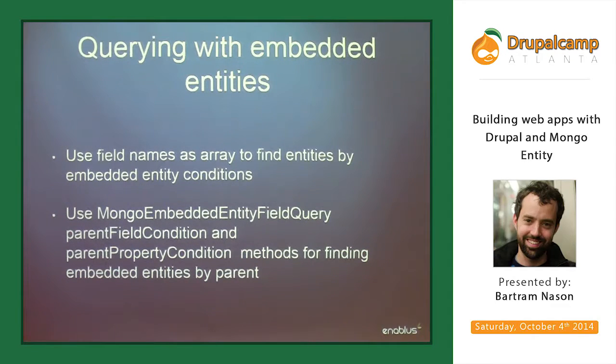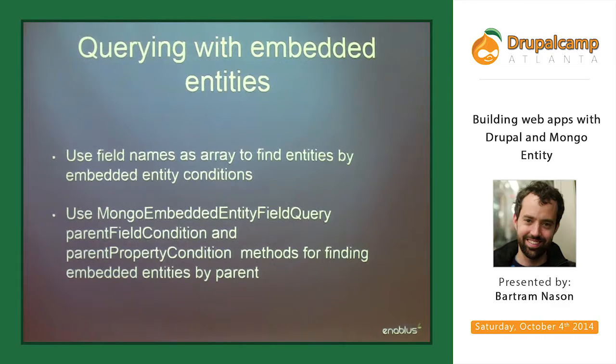So querying gets a little complicated when you're dealing with embedded entities because sometimes you want to query by the parent, or sometimes you want to query a parent by its children. If you want to query a parent entity by its children, you join the field names as an array in your field condition, and I'll show you that in just a second.